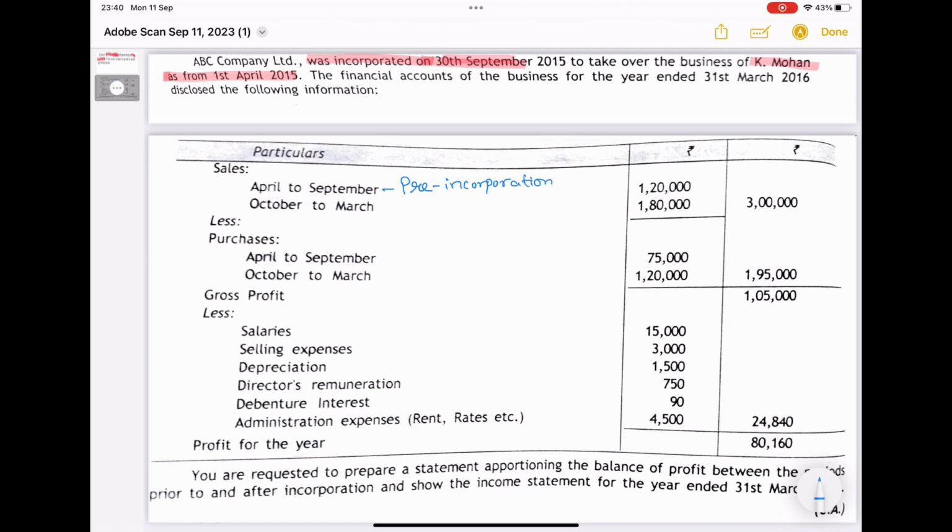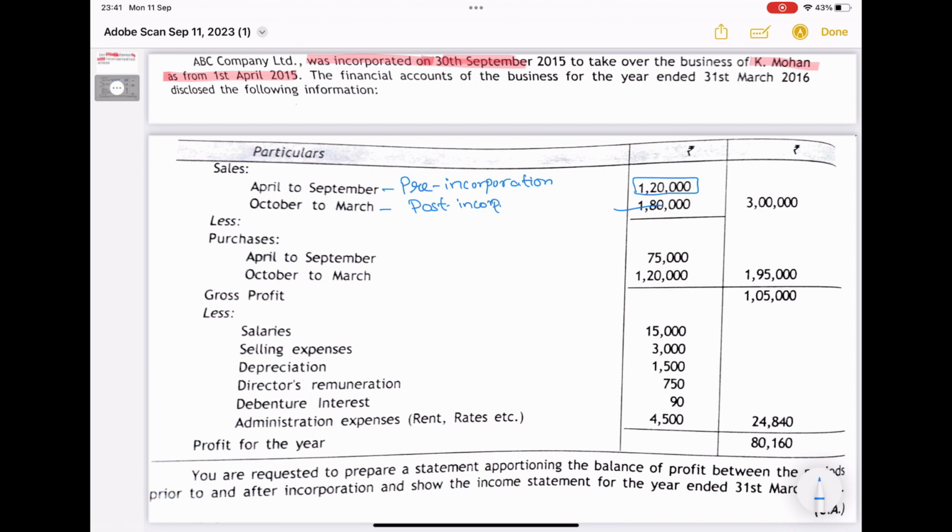Next they have given the gross profit of the overall company, 1,05,000. Based on the gross profit only we are going to calculate the problem, so it is very important. Next they have given certain expenditures. These expenditures have to be apportioned on certain ratios. On which ratio we are going to apportion them, we will see one by one.